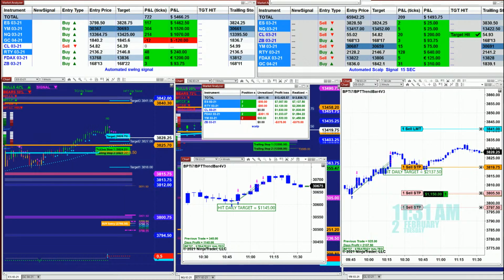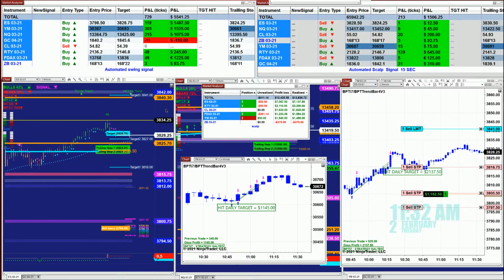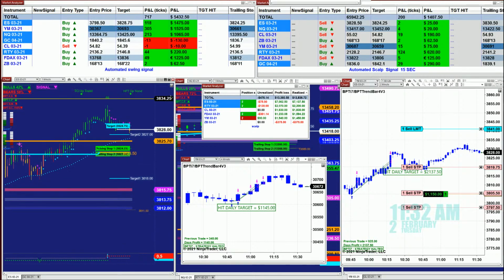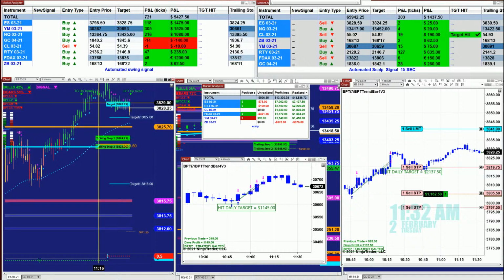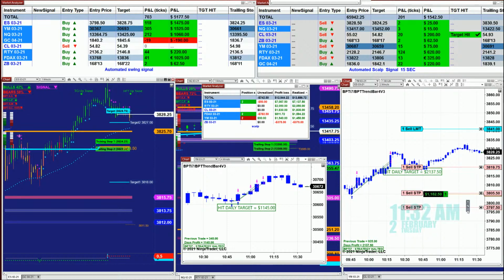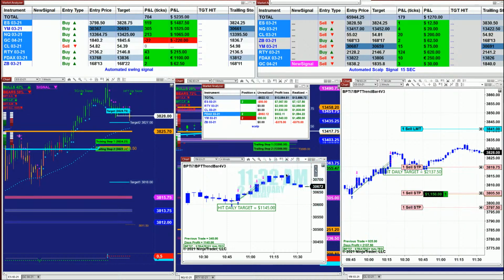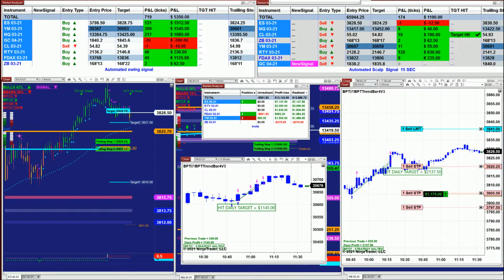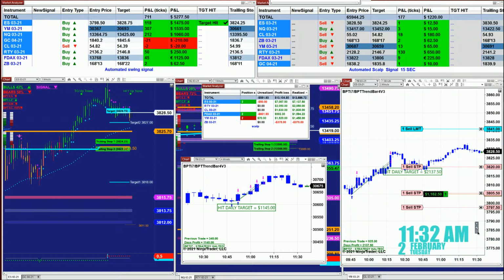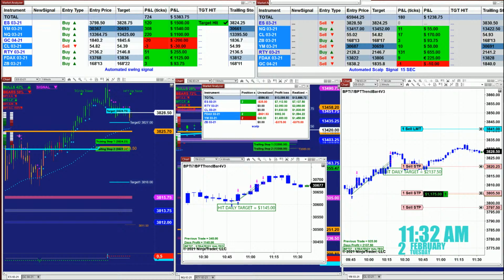This is a re-entry point on the ES, guys. There is no short trade right now. This is a re-entry point. And now it is 11:32. And I bet you by 12 o'clock, we're going to hit, we'll see. We'll keep our eye on the clock.